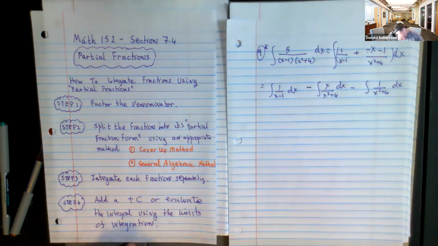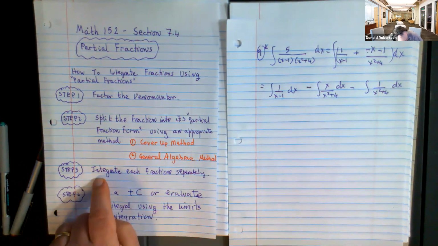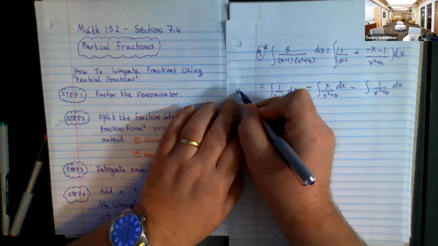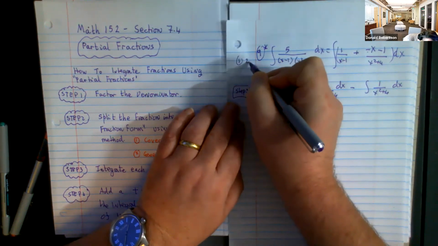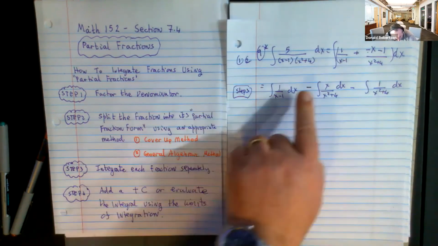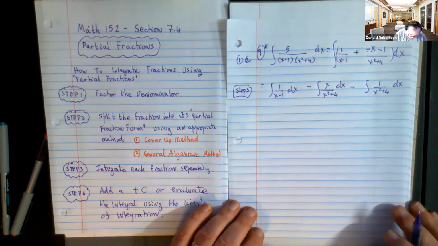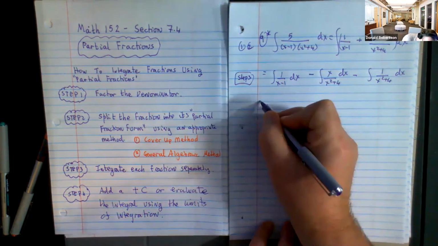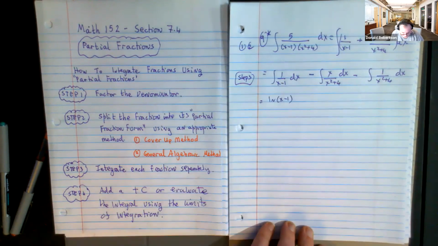So integrate each fraction separately. That's what I'm doing here. Step 1 and 2 hammed up here, right? So you take each piece separately. Now there's good news in here and there's bad news in here. You would think, oh, thank goodness we're done. Well, let's see. This guy, yep, no problems with that.